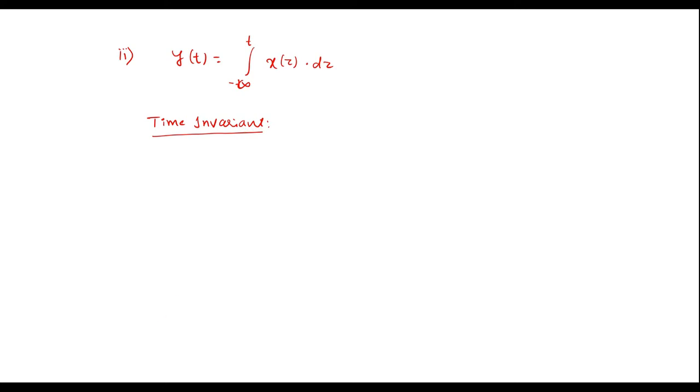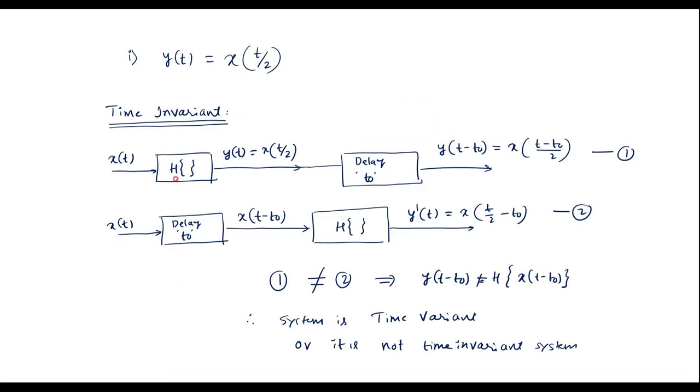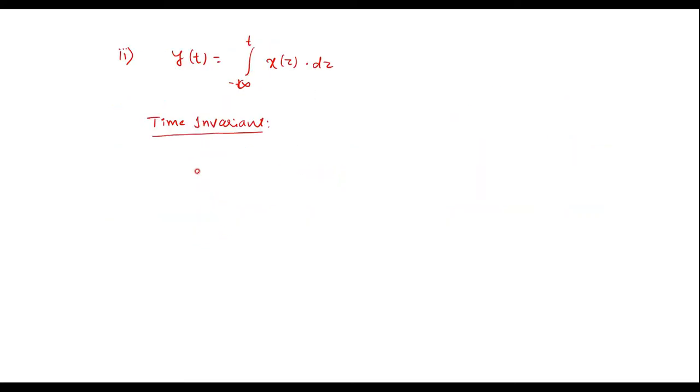So as I discussed already, first I will pass the signal through a system, say this is the system having system operator h. The input to the system is say x of t, which produces output y of t is equal to integration minus infinity to t x of tau d tau. It means this will provide the integration of the input signal.